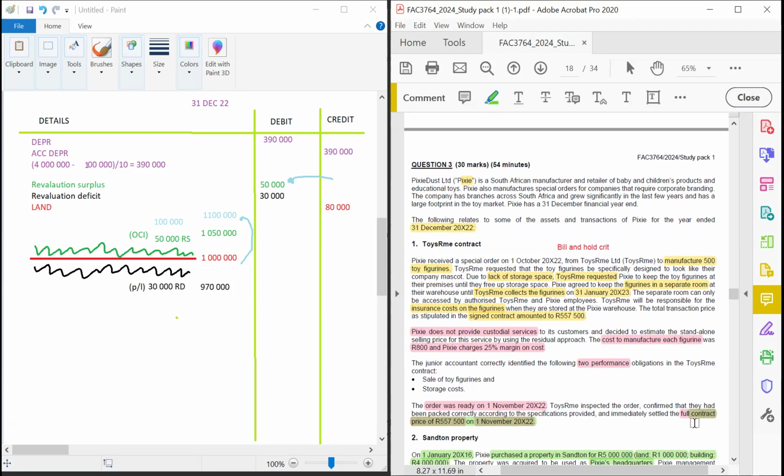Treasury settled the full purchase price of 557,500.